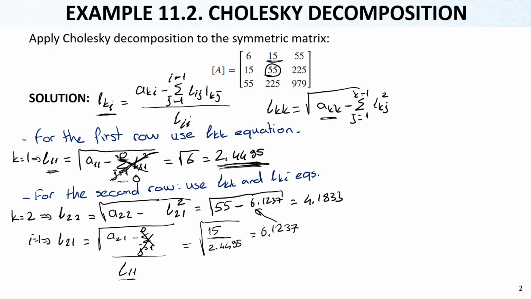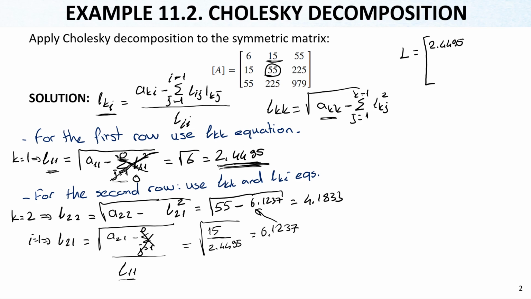So up to this point, let's write the L matrix here to see the terms. So first of all, we found L11, which is 2.4495. The rest is 0 actually.